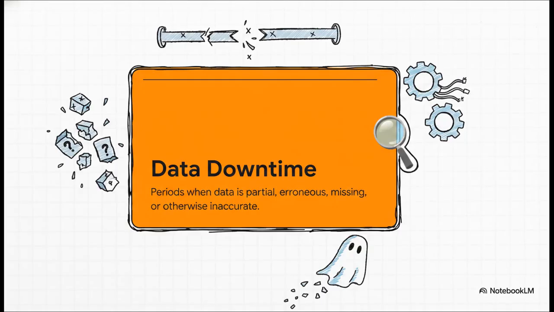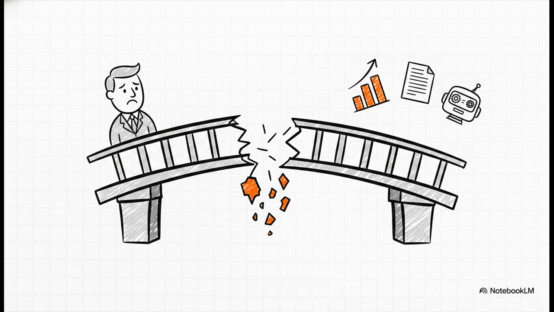So to really get a handle on this trust gap, we first need to define a key term: data downtime. Now, this isn't just about a server going offline. No. This is when the data itself becomes unreliable. Maybe it's stale, maybe it's incomplete, or maybe it's just plain wrong. It is a silent killer for any data-driven organization. And every single instance of data downtime just chips away at that confidence.